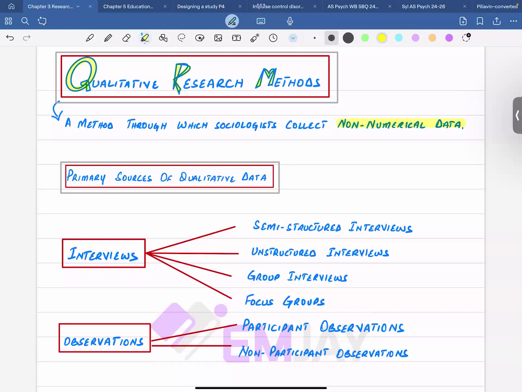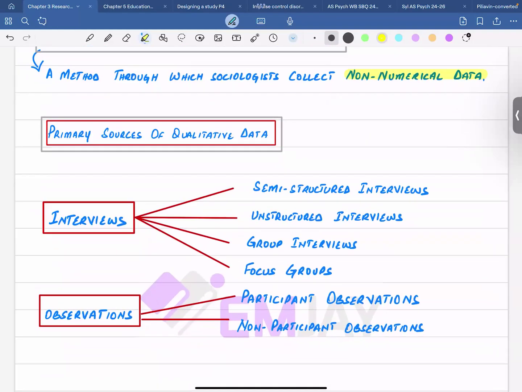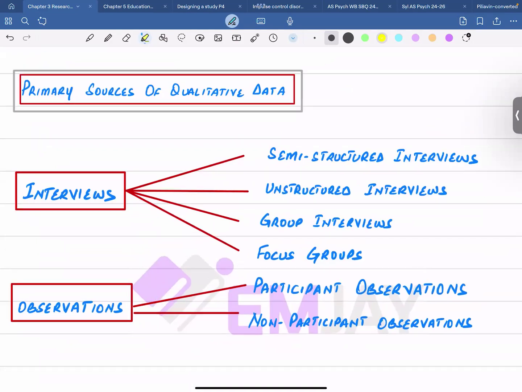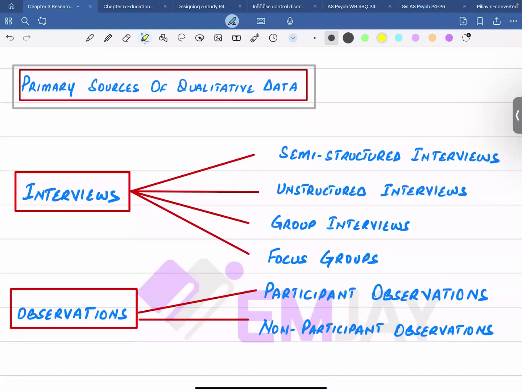Now, about these qualitative research methods, we will specifically be referring to the primary sources of qualitative data. In today's lesson, we will be discussing four different types of qualitative interviews. Let me remind you all, we have already discussed structured interviews. That is an example of a primary source of quantitative data.